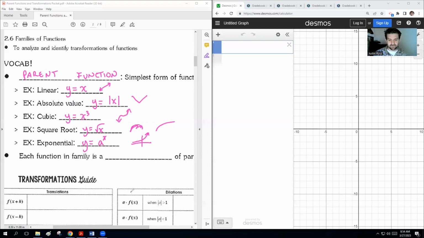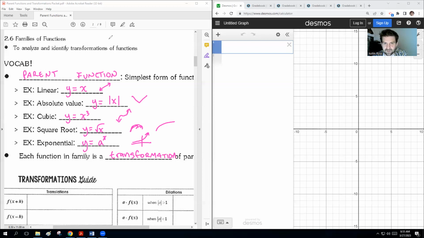All right, so next, I can't really see what that says here. Can I change the zoom? I'm just going to look at my printed copy here. So each function in a family is basically a version, a translation or transformation, of the parent function. So that means as long as we know what the parent function is, we can make any version of it. As long as it follows the same shape, it will go through. I forgot there's also quadratic on here.